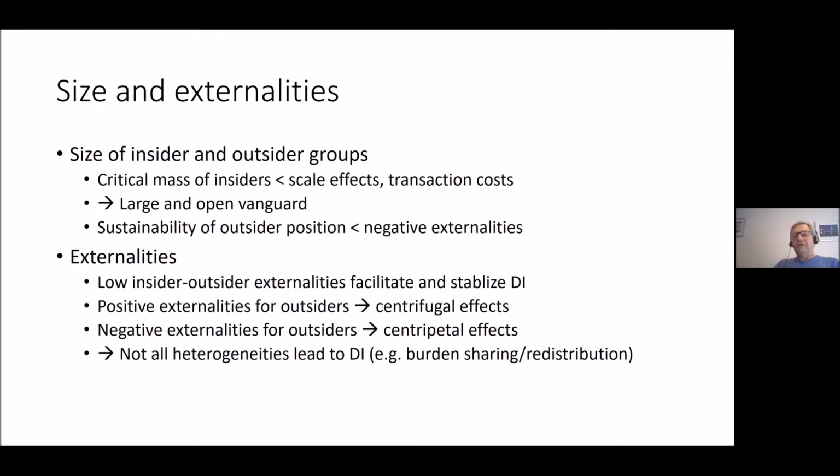So that also means that not all heterogeneities that you have in the European Union will actually lead to differentiated integration. If all heterogeneities that we see would lead to it, we would see a lot more than we actually see. So whenever you have externalities, and that is the case when you talk about burden sharing or redistribution, that means differentiated integration is unlikely to come about because it creates these externalities.